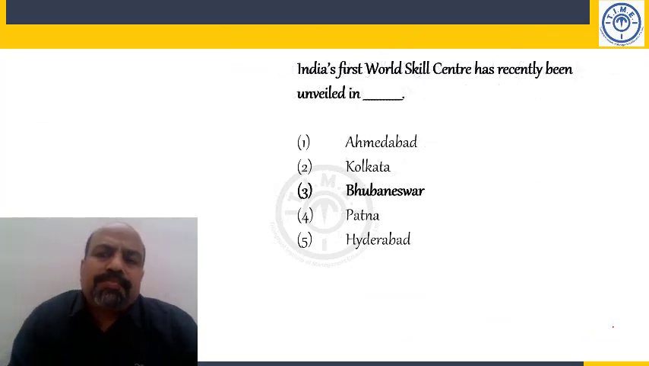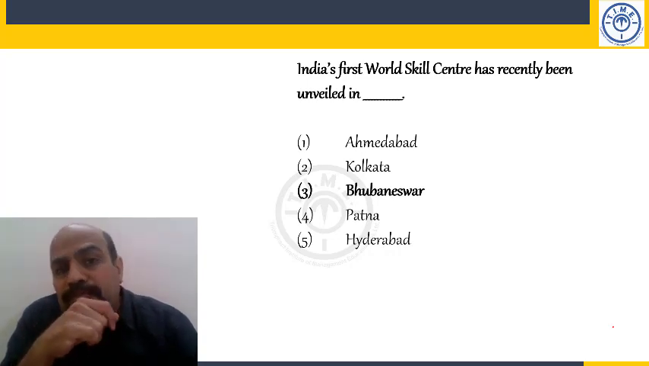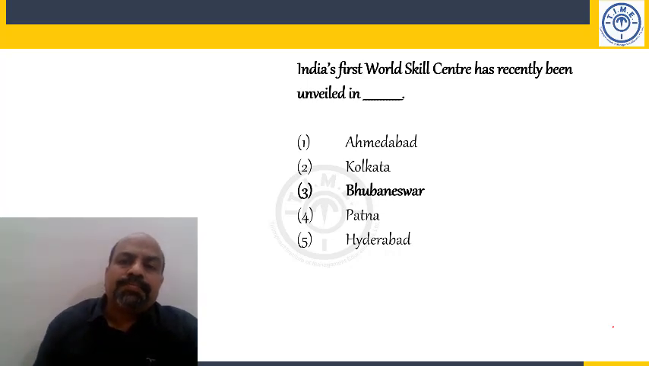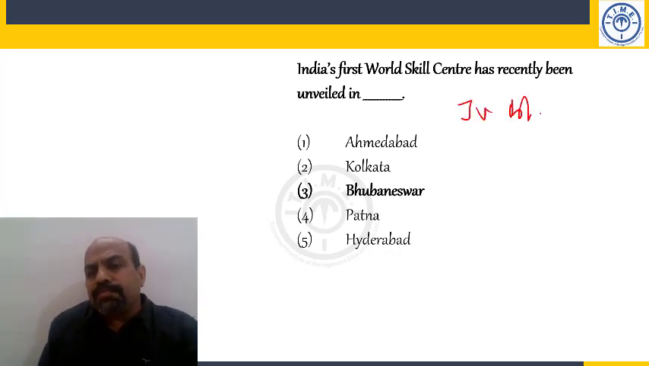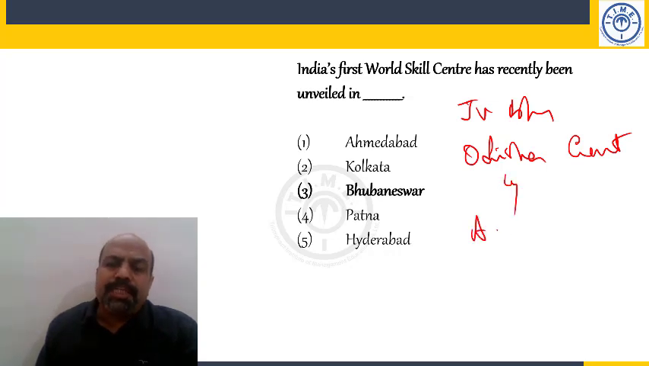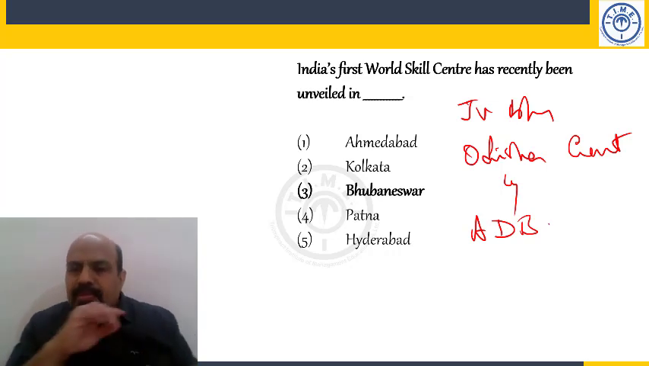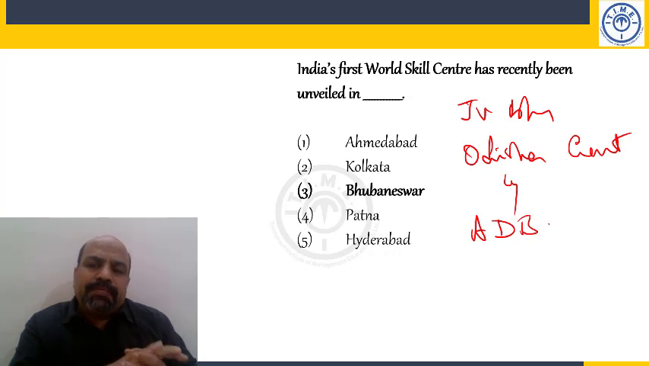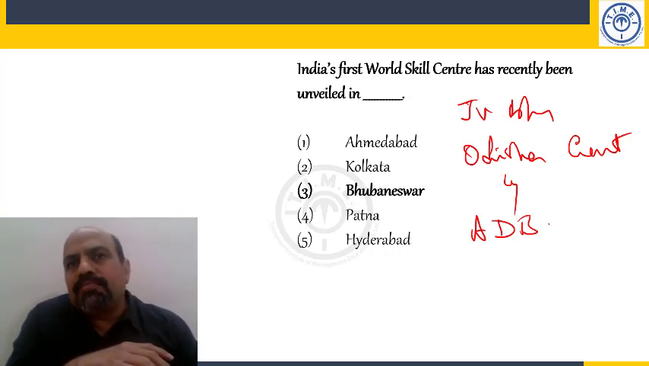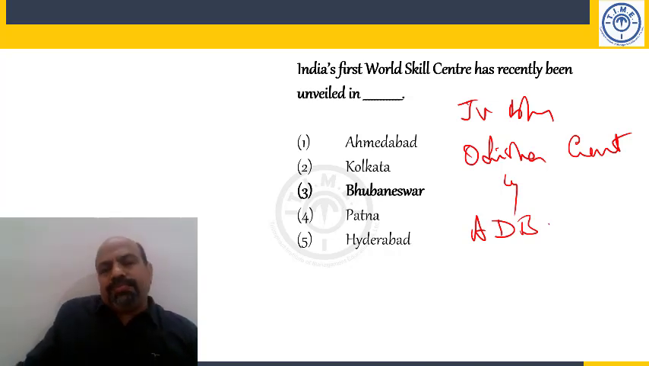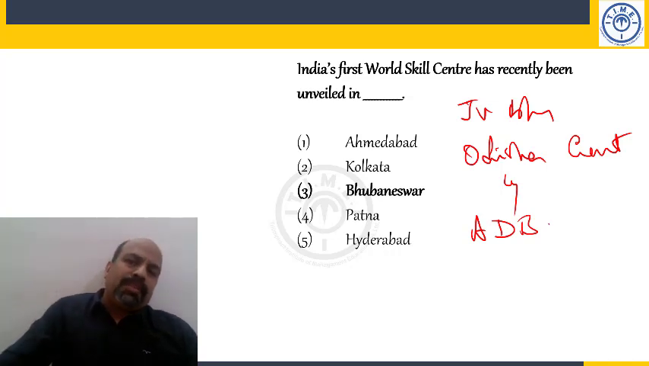India's first World Skills Center has been unveiled in Bhubaneswar. You could write this. A joint venture between the Odisha government and the Asian Development Bank. Total outlay, which means cost, is 1343 crores.